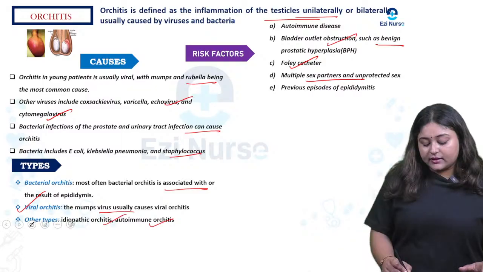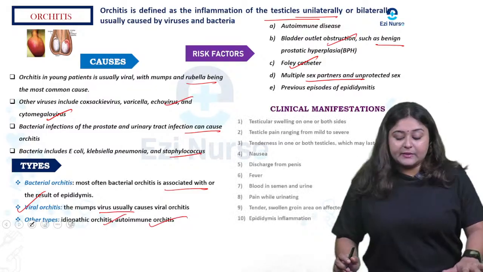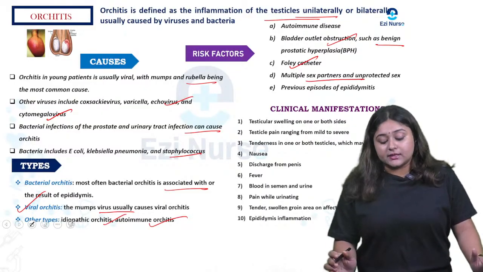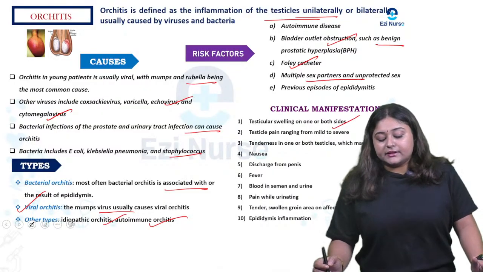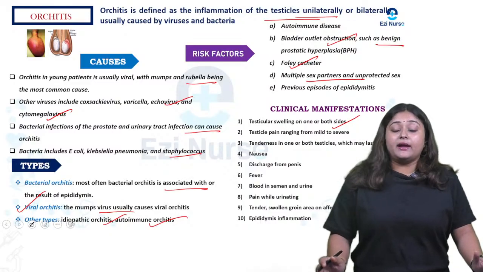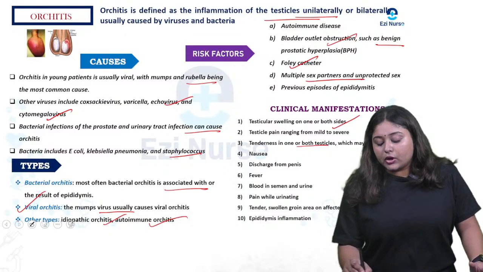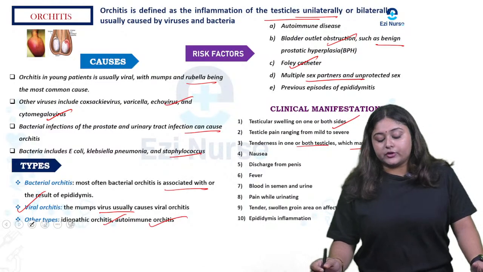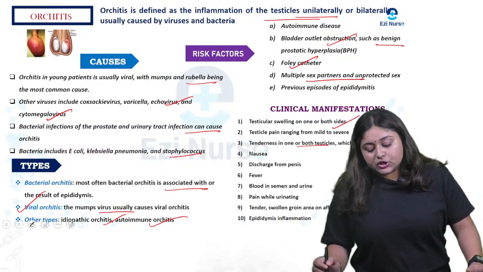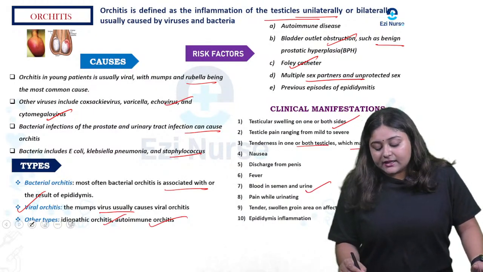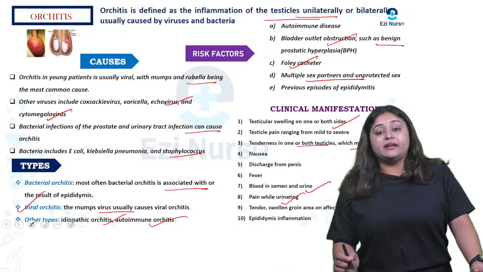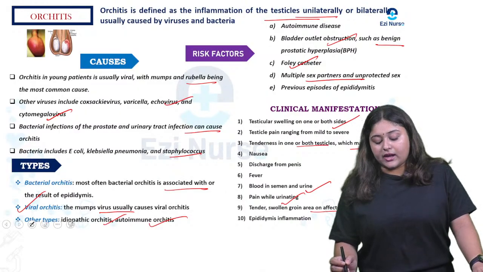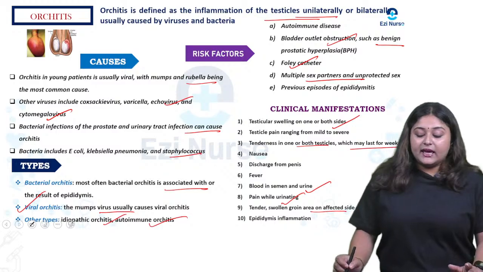orchitis. Now come to the clinical manifestation. So first is testicular swelling on one or both sides, then testicular pain which ranges from mild to severe, then tenderness in one or both testicles which may last for weeks, then nausea, then discharge from the penis, fever, then blood in semen and urine, pain while urinating, tender swollen groin area on the affected side, and epididymis inflammation.